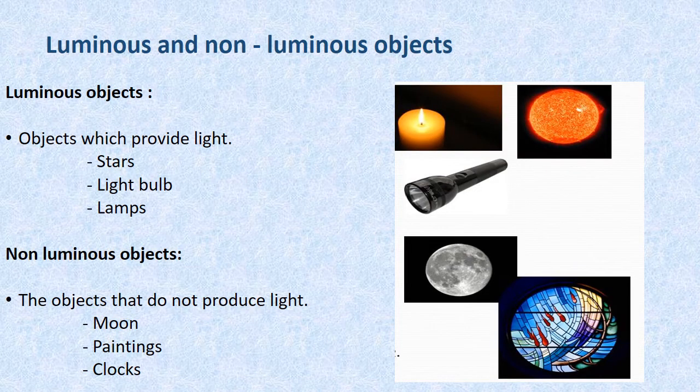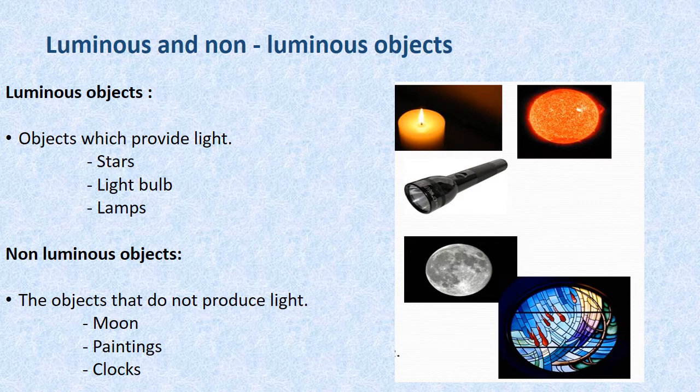Then there are two types of objects in our environment, luminous and non-luminous objects. Luminous objects are the objects which provide light. They are the sources of light. Sun, candles, lamps, torch, fire. Those are the luminous objects.